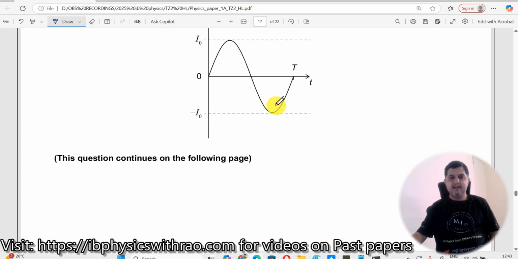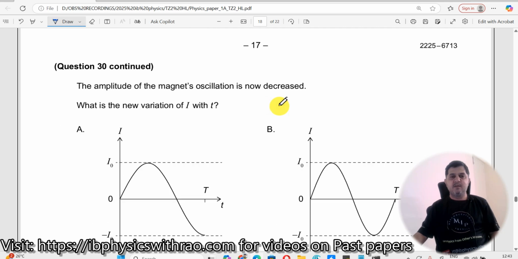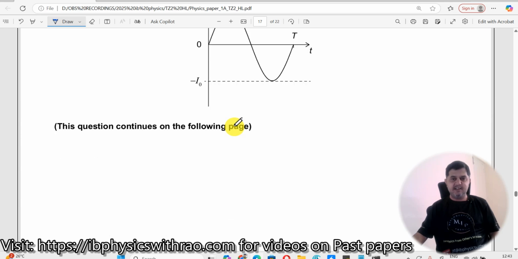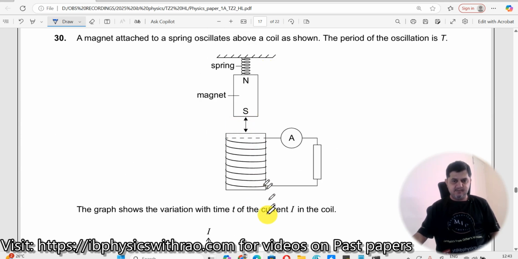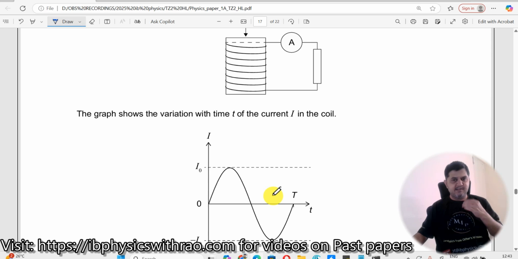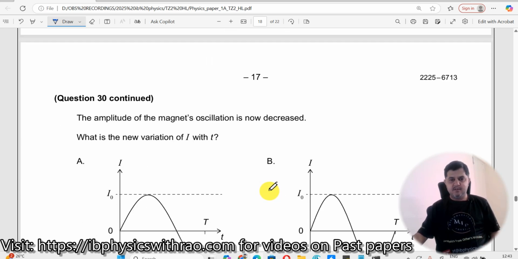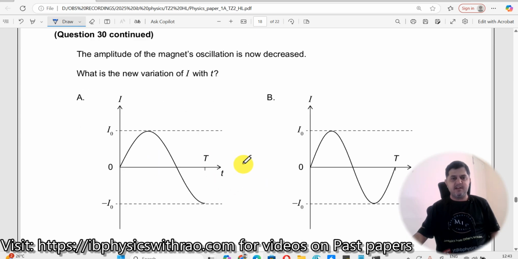That's fine. And now, the amplitude of the magnet's oscillation is decreased. Initially, the oscillation was too high, so you got a larger current. When the oscillation reduces, what happens to the current? Current also reduces. What is he asking? What is the new variation of I with T?